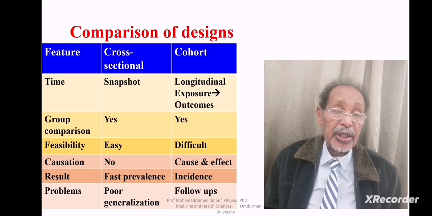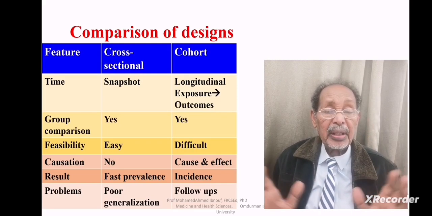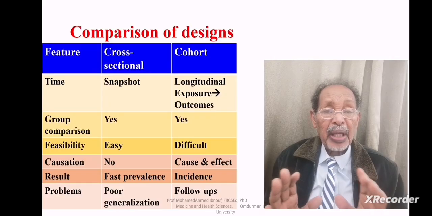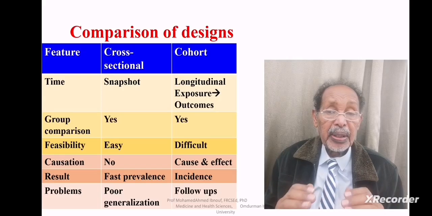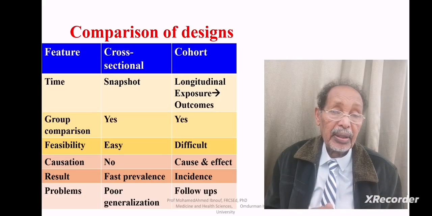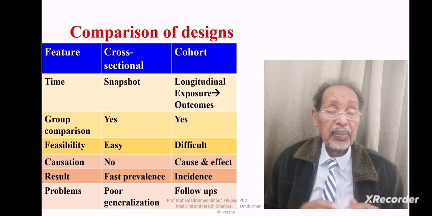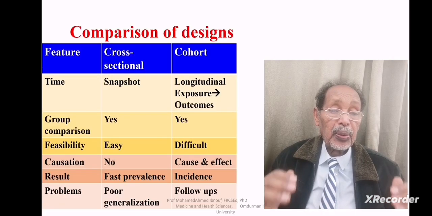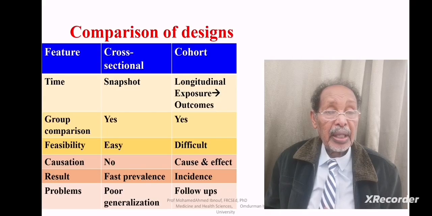The cross-sectional speaks about correlations only, about associations, about relationships. It does not speak about causation. However, the cohort can tell us, during this follow-up, the possible or probable cause, the cause and effect.